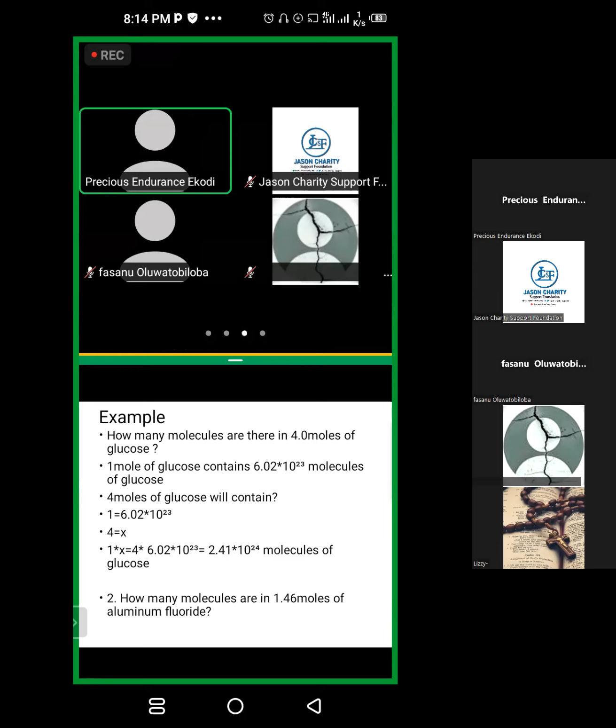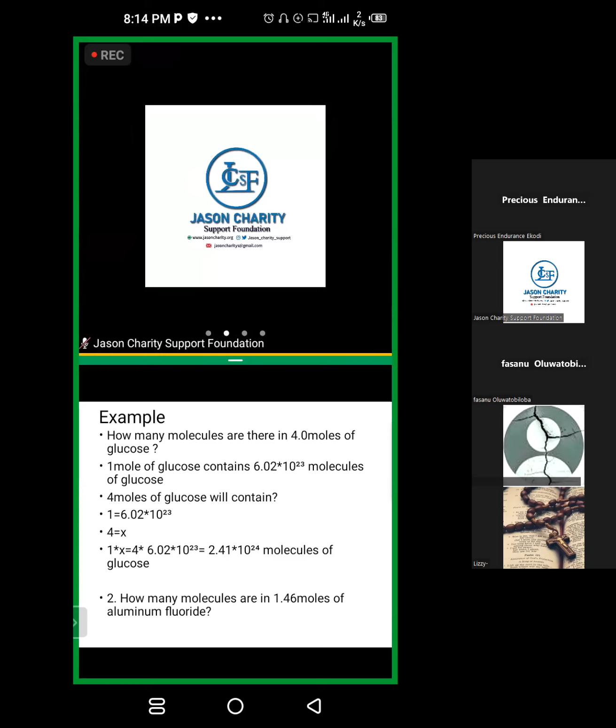How many molecules are there in 1.46 moles of aluminum fluoride? Please, I would like us to try it and bring the answer so we would know if we really understand this part before we move on, please. I want this class to be interactive. Or can anyone just try and explain the process with which we would try to solve this question?